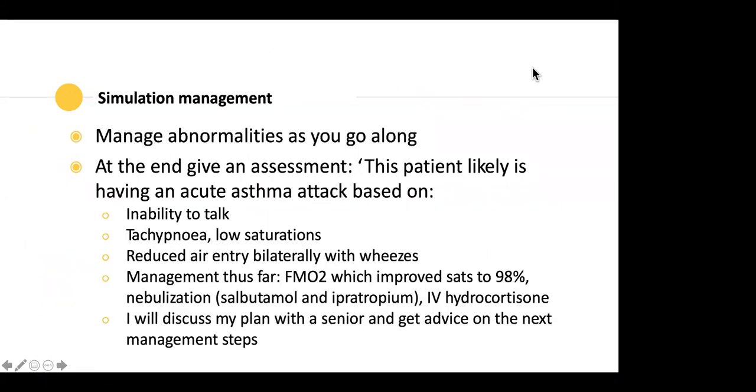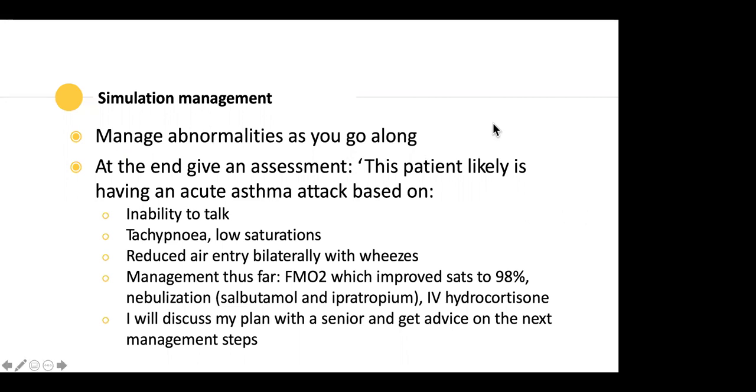Yeah, so I mentioned all of that. So at the end, it's important to give an assessment, because this is the 4 marks on clinical assessment and all that. You probably get the majority of your marks from this. So the patient is likely to have an acute asthma attack based on their inability to talk, tachypnea, low saturations, reduced air entry bilaterally. Oh, sorry, something I forgot to mention.